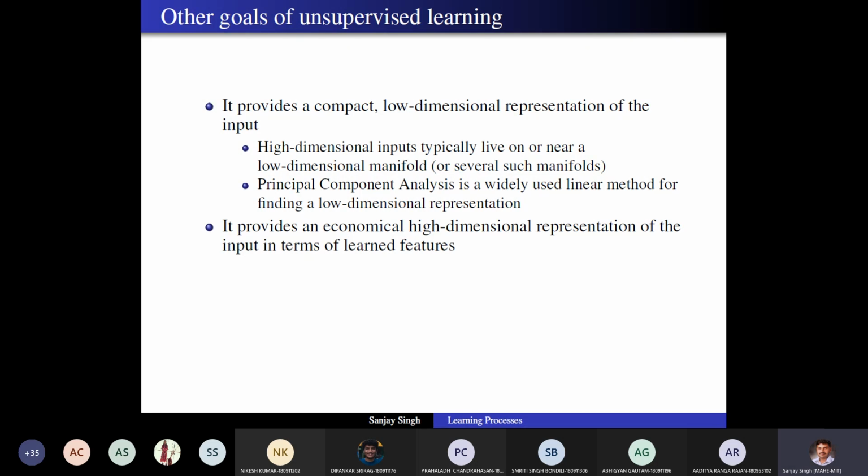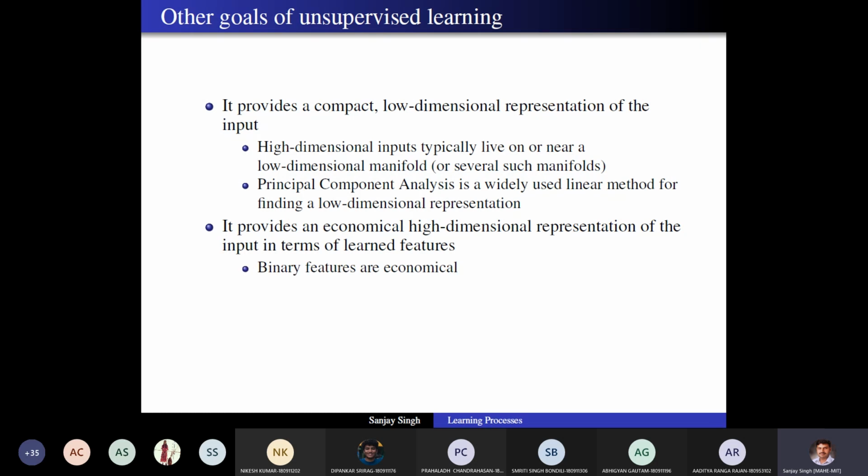Also, it provides an economical representation of the high dimensional inputs in terms of learned features. When I say economical, let's say 1000 dimensions are there. If 1000 dimensional data can be represented with a few, 10, 20, 15, what's the big deal? Why consider the entire big set of 100,000 dimensions? Why not only this? This is what I mean by economical.